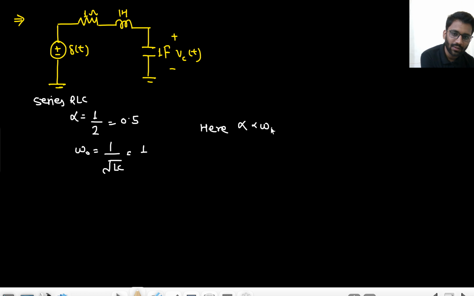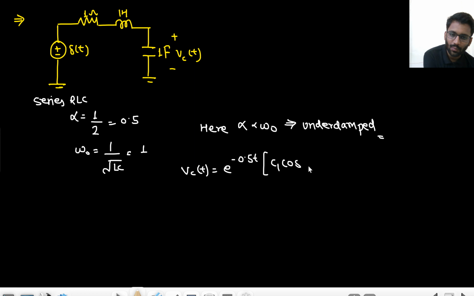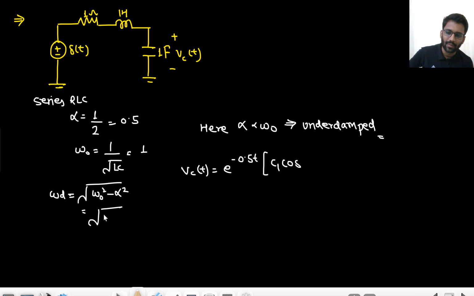So here alpha is less than omega naught, that means it is an underdamped system, right? So what will be your VCT? VCT would be e to the power minus 0.5 t, C1 cos omega d t. Sorry, omega d is not 1. Omega d is root of omega naught square minus alpha square. That is 1 minus 1 by 4, that means it is root 3 by 2.